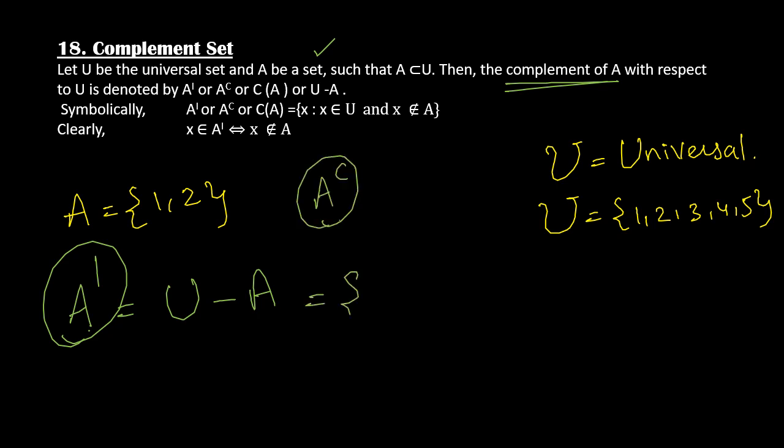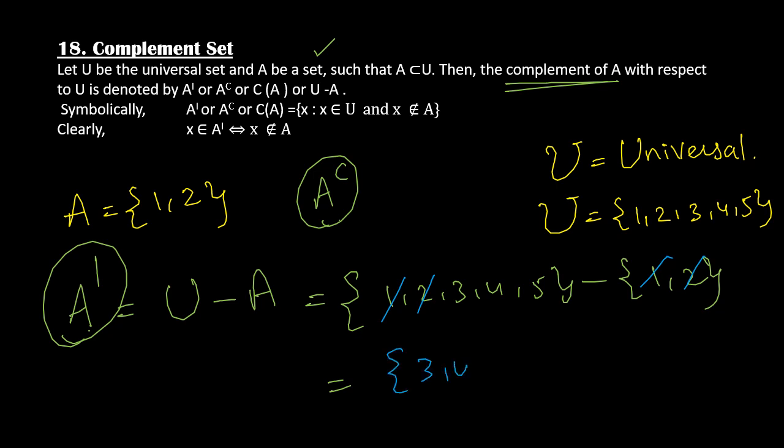What is the thing here? This is 1 2 3 4 5 minus A, and A is 1 2. What is the minus? I already told you, difference. I need to remove the common elements and take the rest of the elements in the first set. That is 3 4 5. That is what I have written here, the complement of A. Is it okay? U is a universal set such that A should be contained in U. Then this is known as a complement. Any doubts up to here?